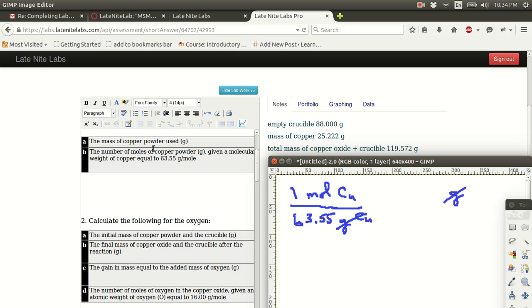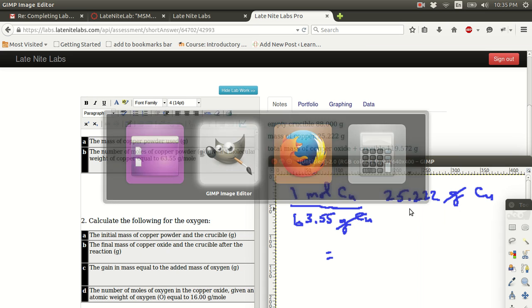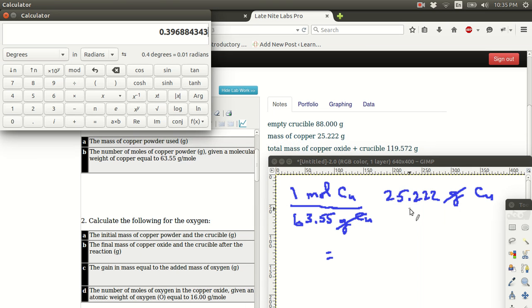Well, we're talking about the copper powder. So the mass of the copper powder, that was in grams, and I can write that down, 25.222 grams of copper. So grams will cancel with grams, and I will end up with moles. So if I multiply 1 times 25.22 and divide by 63.55, I should get a number of moles, because moles is the only thing that's not crossed out, of copper. I will do that now with the calculator. I have done it already, and it is 0.3969.